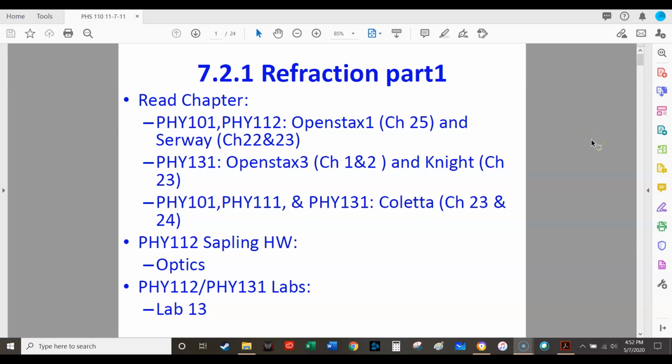Hello, this is Jim Corkins, and we're going to continue on with 7.2, and actually part 1 of light. And this is specific to refraction of light. That is a term about how light actually bends, and under what circumstances light will bend.